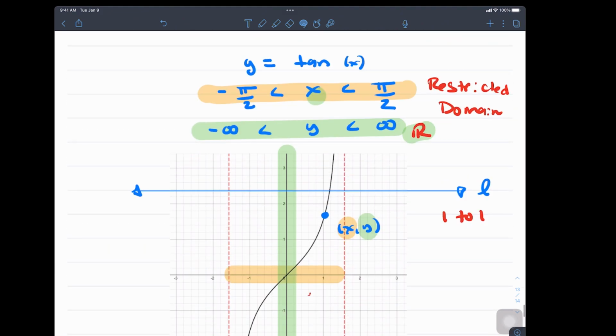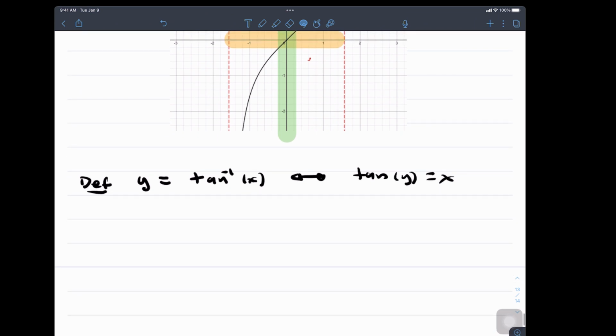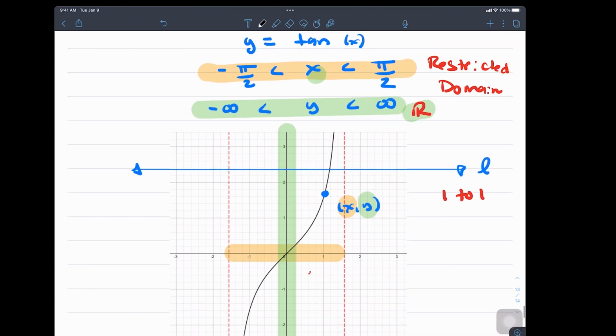Okay, now if you switch your domain and range, now your x value is what? All real numbers, because that's switched. And the y values right up in here, I'm looking at domain and range. We're switching these things.